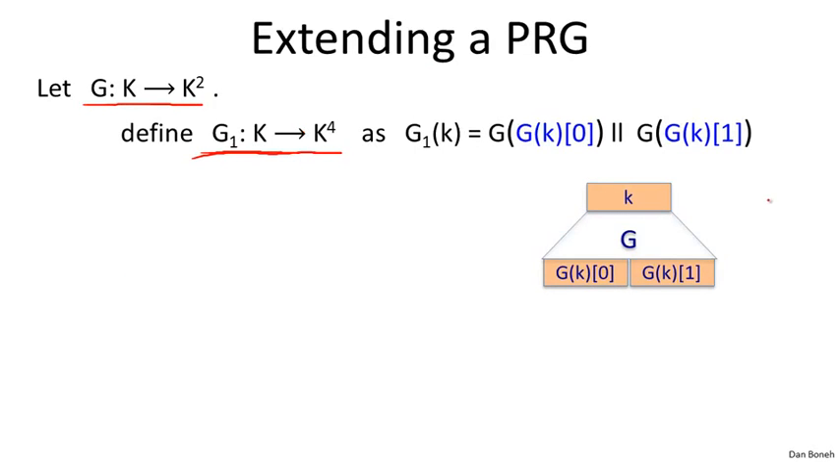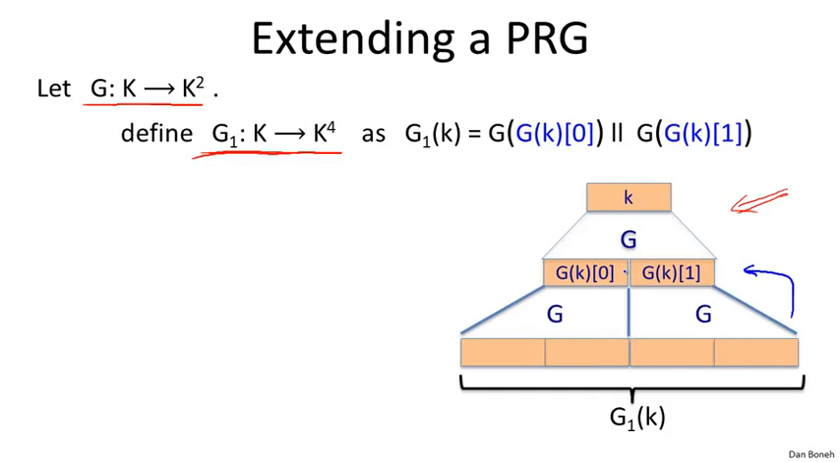So here we start with our original PRG that just doubles its input. But now remember, the fact that this is a PRG means that the output of the PRG is indistinguishable from 2 random values in K. Well, if the output looks like 2 random values in K, we can simply apply the generator again to those 2 outputs. So let's say we apply the generator once to the left output and once to the right output.